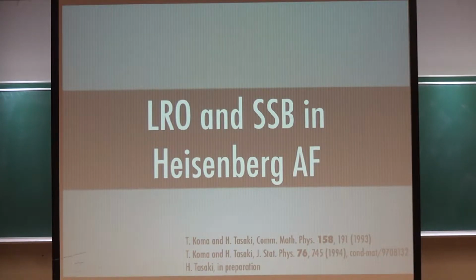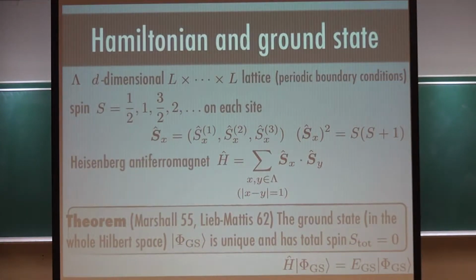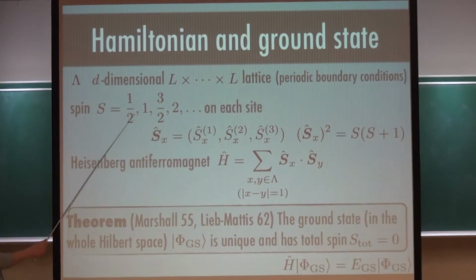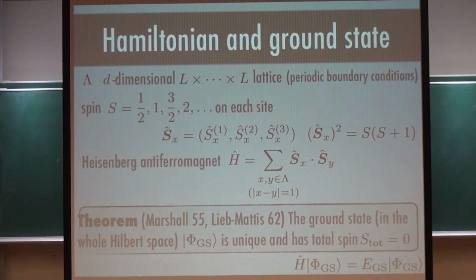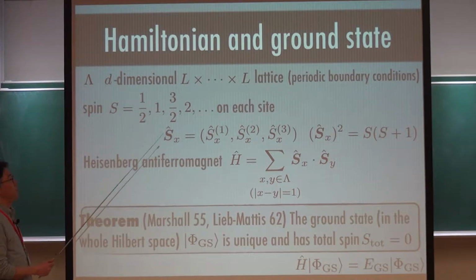So let me spend some non-trivial time explaining the improvement of Tasaki theories for the ground state of the Heisenberg antiferromagnet in higher dimensions. So long-range order and spontaneous symmetry breaking in the Heisenberg antiferromagnet. So again, the definitions. And again, Lambda is the d-dimensional hypercubic lattice with periodic boundary condition. And now I consider a spin system with spin s equal 1/2, 1, and so on, and we put a spin on each site. I fix the magnitude of spin and put a spin on each site.